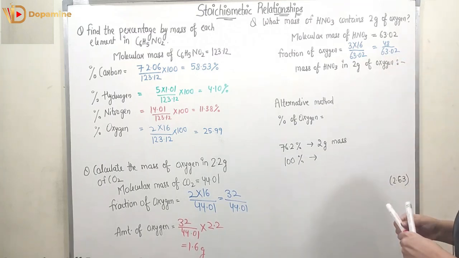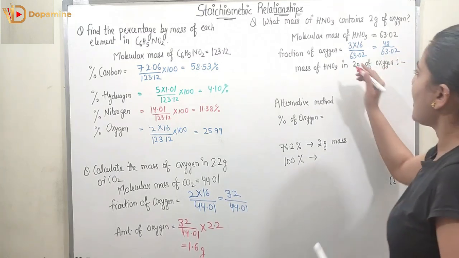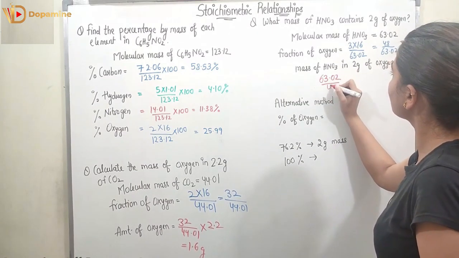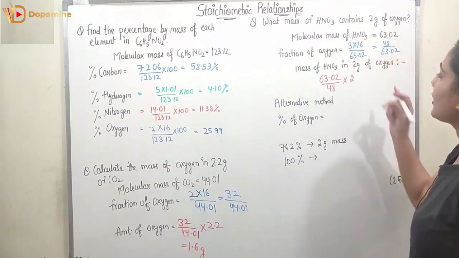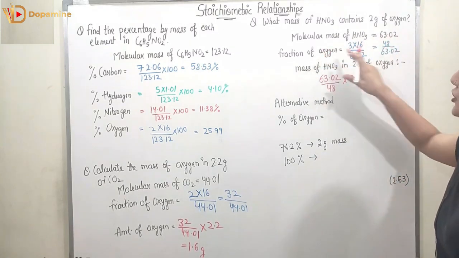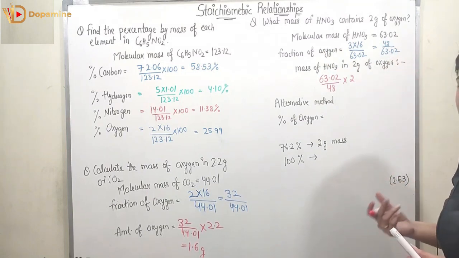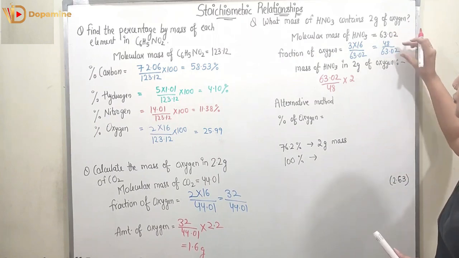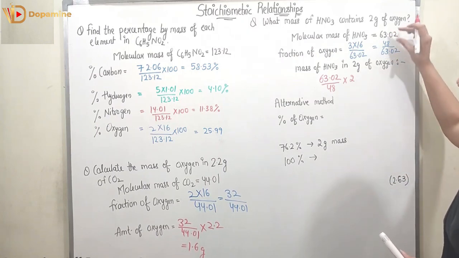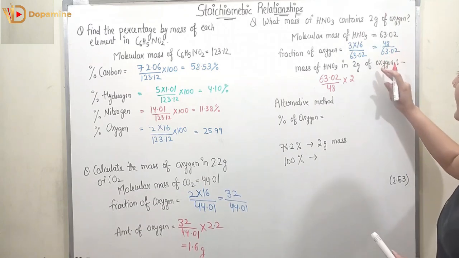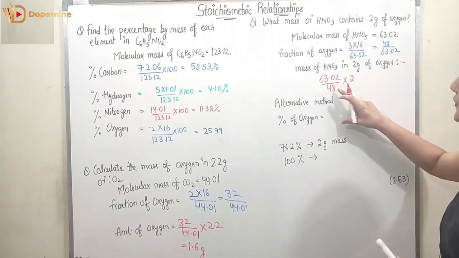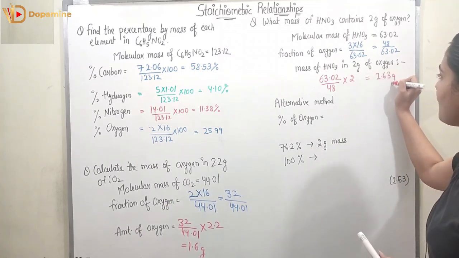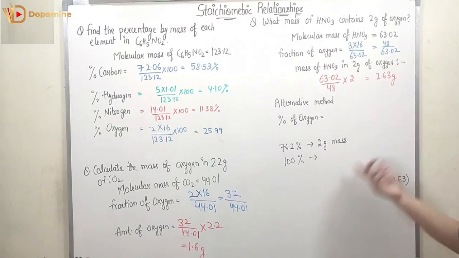Now the mass of HNO3 containing 2 gram of oxygen, how can we calculate it? The fraction of oxygen is 48 upon 63.02. So if I have 48 gram of oxygen, the overall mass of HNO3 will be 63.02. If I have 2 gram of oxygen, how will I calculate it? We multiply 2 with 63.02, divide by 48, and this is how we are going to get 2.63 gram of HNO3.